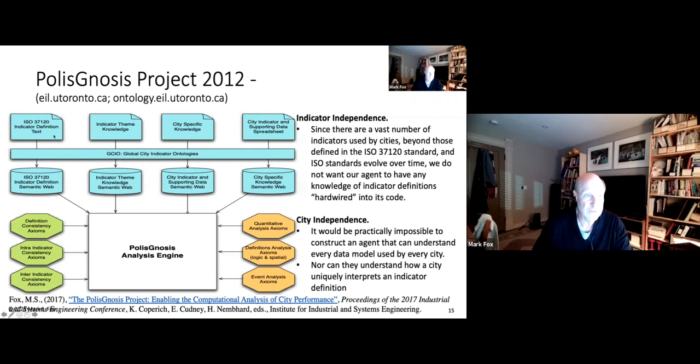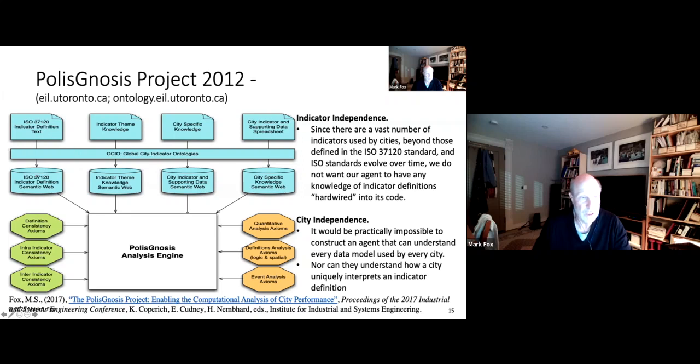So in order to do that, we had to build an engine that can compare the performance of one city to another based upon a set of indicators, but we wanted to build that engine in a way that it was independent of whatever indicators you're using. So we had to have as input to the engine the definition of the indicators. Well, there are a set of indicators called ISO 37120, which define a set of indicators for cities. It's written in English. Somehow we had to input it to our Polygnosis engine. So we had to translate that text into a machine readable form using an ontology.